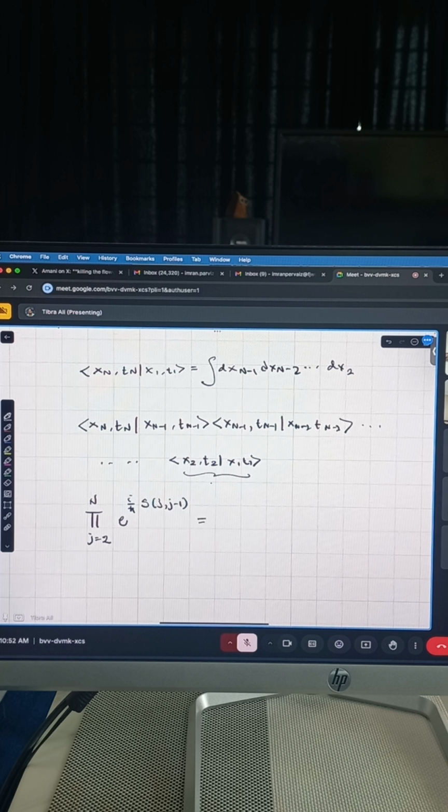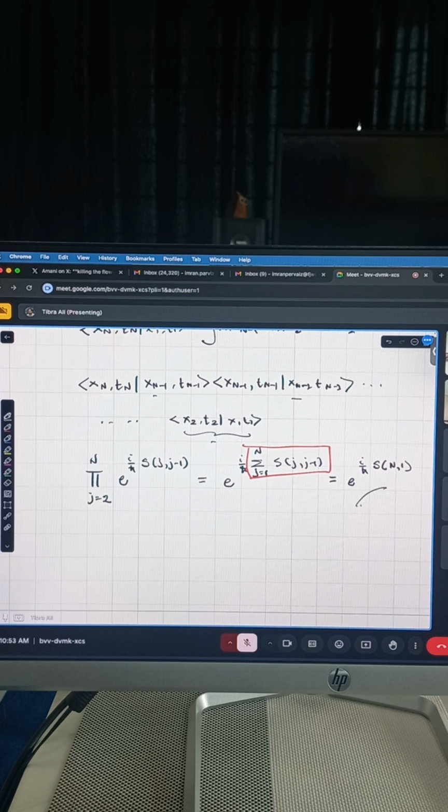So now we can rewrite this, of course, as e to the power i by h bar, summation j from 1 to n, of S of j minus 1. And the stuff inside the summation is essentially the total action that we associate with that path. Okay? And now this is for one path.